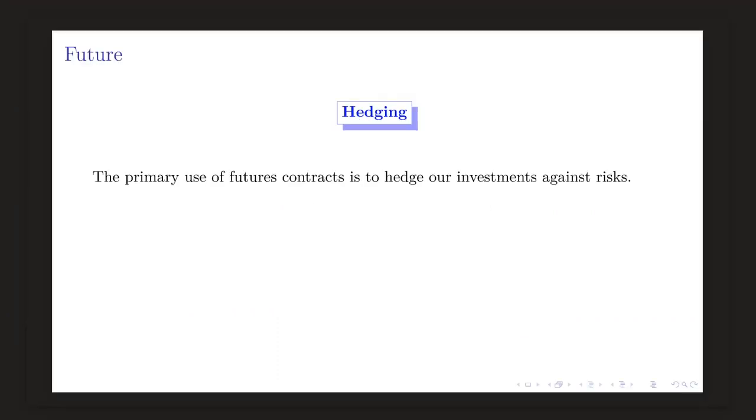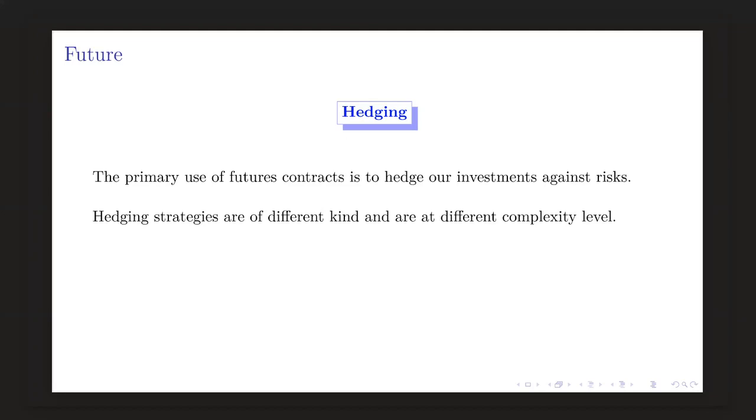If you recall, we have already told that the derivatives are basically developed for hedging the investment. Since the future is a particular case of derivatives, the primary use of future contracts is to hedge our investments against the risk. Hedging strategy is basically a trading strategy made with the intention of reducing the risk involved in the investment or any commitment that is made through certain trades.